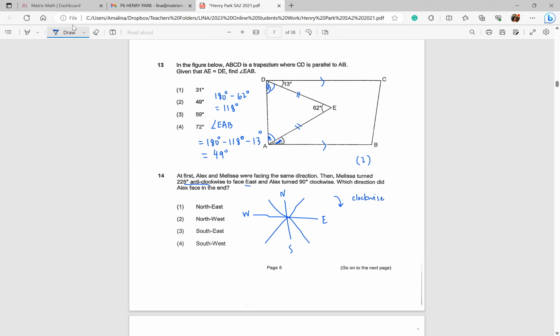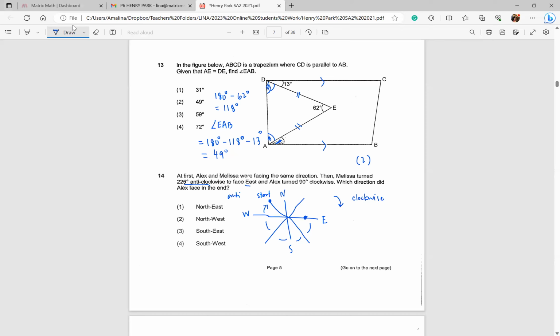And then this is anti-clockwise. Correct? So I must go clockwise 225 degrees, which means that I must go through 5 of the 45 degrees. So Melissa is over here right now. So this is 45, 90, 135, 180, and then 45 degrees, which means that her starting position is northwest. Okay, so this is your starting position over here.